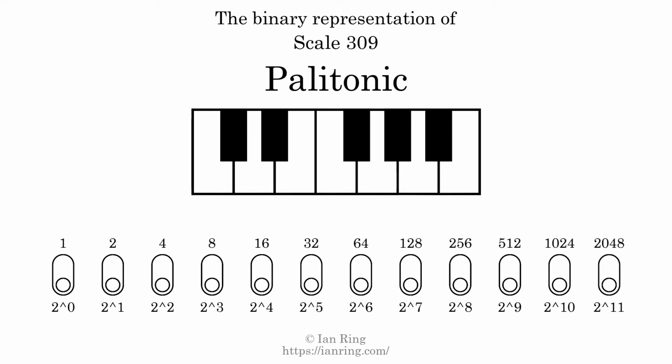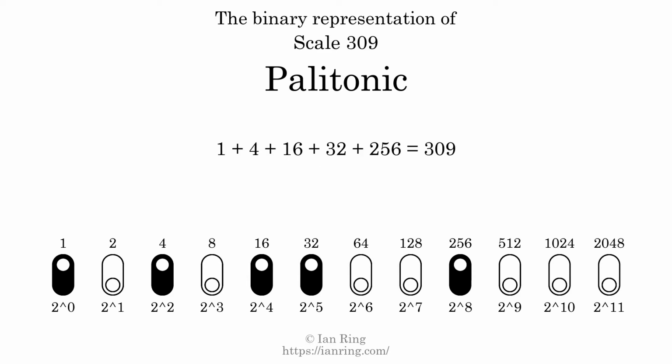The binary representation of this scale is determined by mapping tones of the scale to binary digits. Each binary digit represents a power of 2. To get the scale number, we add the powers of 2 together. The powers of 2 that are present in the scale, all added together, equals 309. That is why the scale number, in decimal, is 309.